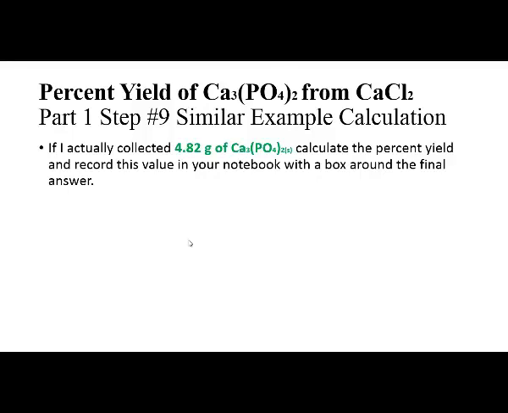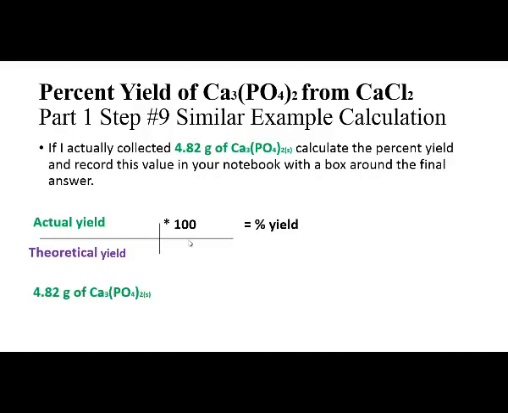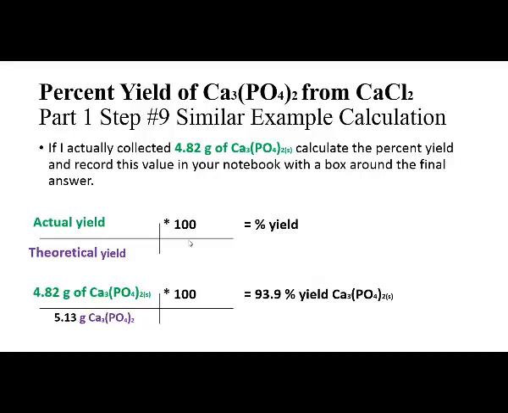Now if I want to determine a percent yield, I'm going to take this value in green here, that's my actual yield. I'm going to divide by the theoretical yield we calculated on the previous slide, times 100. This will be my percent yield. So I take the 4.82 grams of calcium phosphate that we actually produced, divide by the 5.13 grams of calcium phosphate that we theoretically calculated is the maximum we might obtain, times 100. This gives me a 93.9% yield of calcium phosphate.